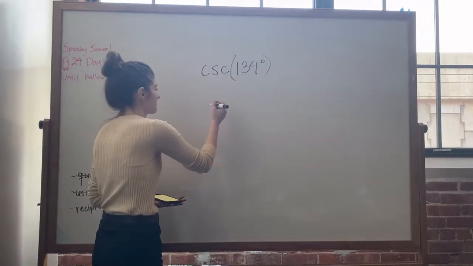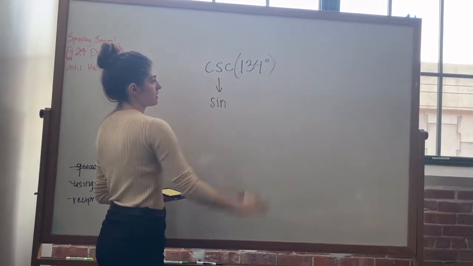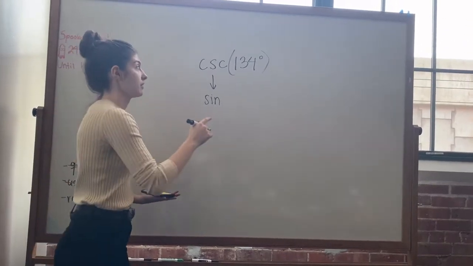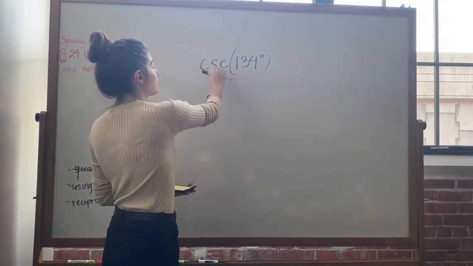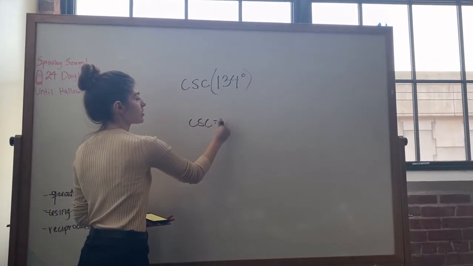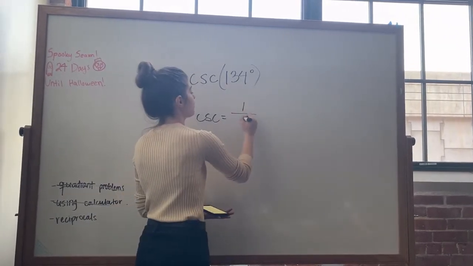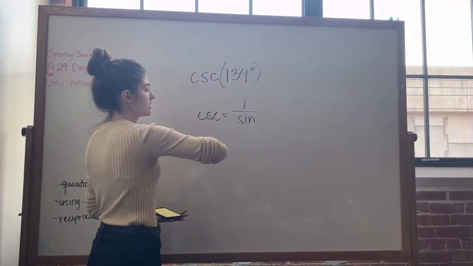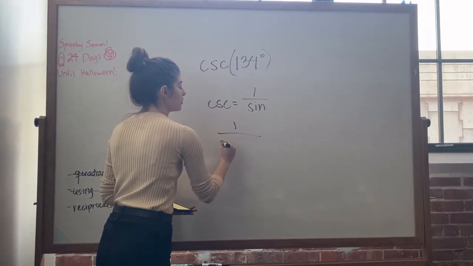So if cosecant goes with sine, then that means that we can use sine to calculate this on a calculator, okay? We know that cosecant, we just wrote it out, is actually 1 over sine. Hopefully you wrote that in your notes too. So that means the cosecant of 134 degrees is just 1 divided by the sine of 134 degrees.